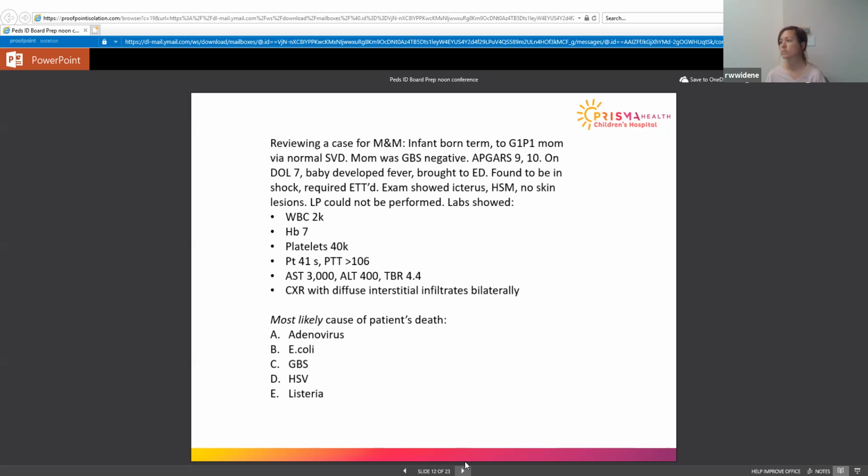So if this was without the DIC... And interstitial infiltrates bilaterally, that's what gives you the virus. Okay, that makes sense. All three of those qualify as pneumonitis. All three of those qualify.